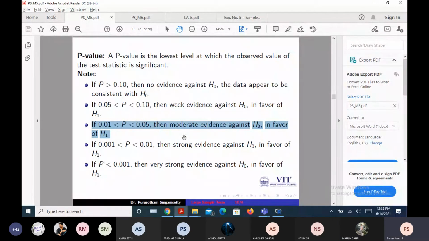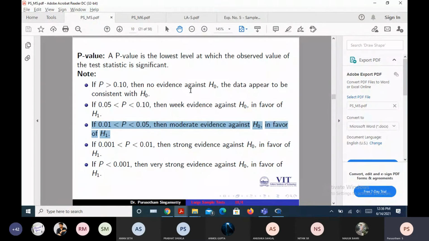And similar moderate evidence you are favoring H1. So we get the same conclusion. Sometimes, remember, your p-value may be greater than 0.1. But with reference to Q2, you are going to reject the null hypothesis, though you don't have any evidence against H0.